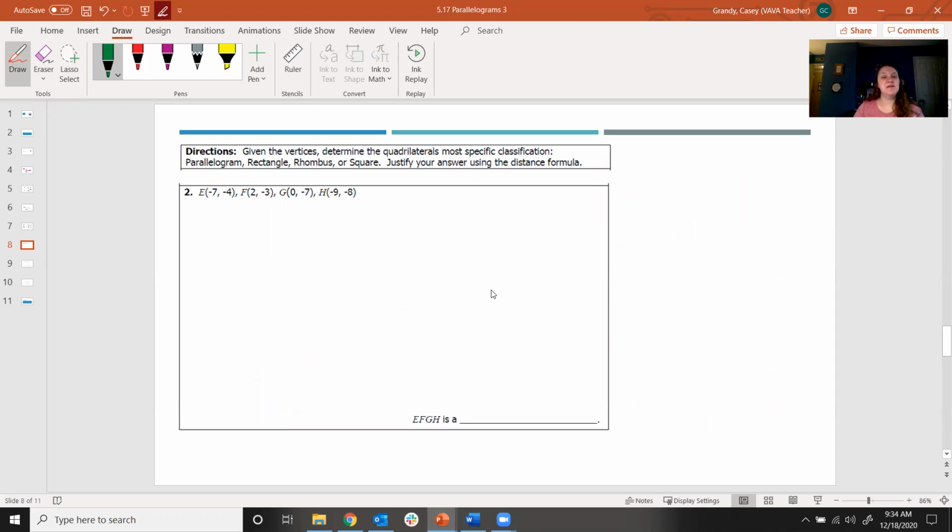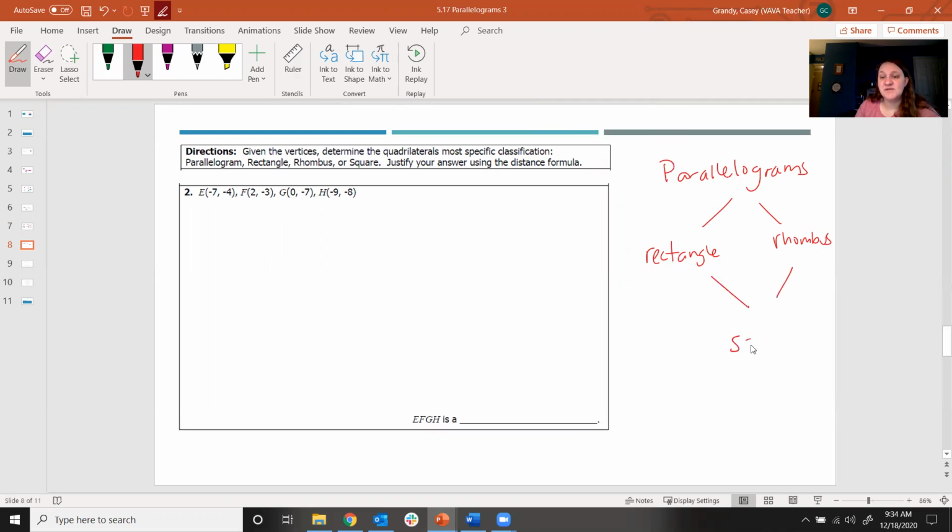All right. The next example is giving us some vertices, and they want to know what kind of quadrilateral is this? Is this a parallelogram? Is it a rectangle? Is it a rhombus? Or is it a square? Now the thing about doing this is you have to kind of go through the process, because we know that we have these parallelograms, and then from a parallelogram we could have a rectangle, we could have a rhombus, and if they're both of those at the same time, then we have a square.